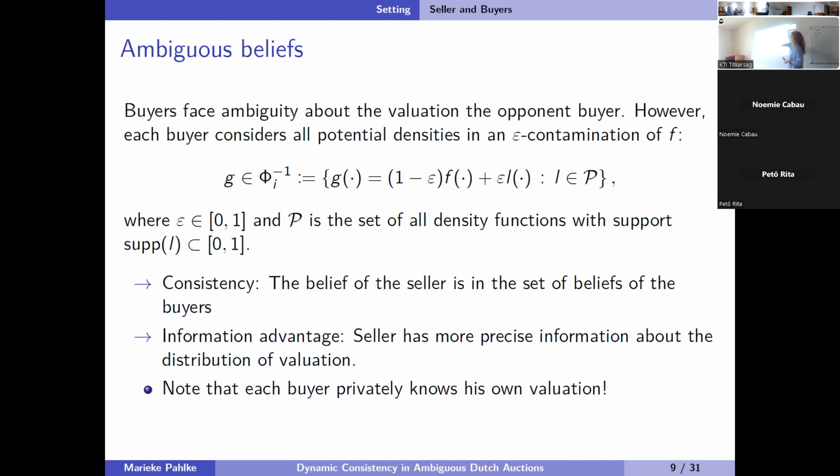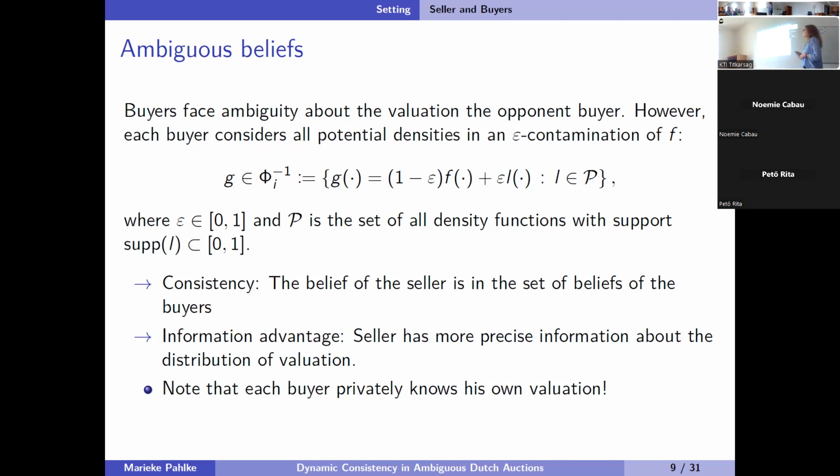So just a few comments on this first. This kind of definition ensures that the true distribution is always in the set, so there's no complete disagreement on beliefs. F is always in this. Second, the seller has more information because he knows the true F, and the buyer just has this epsilon ball. And of course, they have private information about their own valuation, so this is about the distribution of the other.